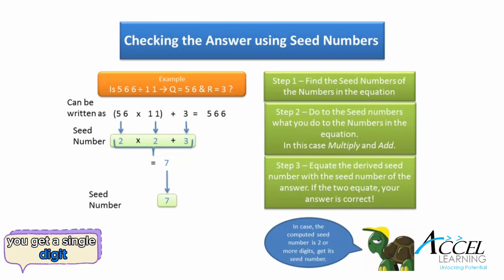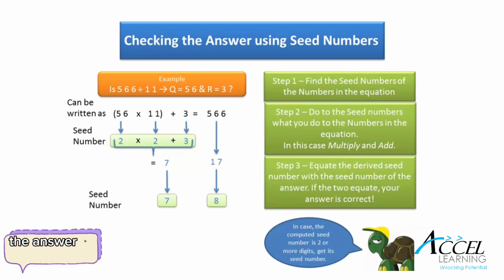Step 3, let's check the answer by equating the derived seed number with the seed number of the answer. If the two are the same, your answer is correct. The seed number of 566 is 17. Because we got 2 digits, we need to get the seed number of 17, which is 8.